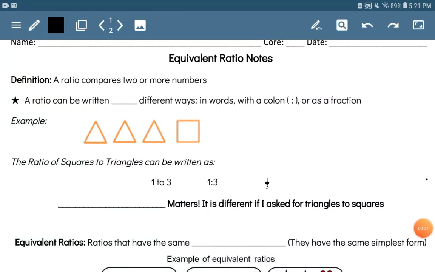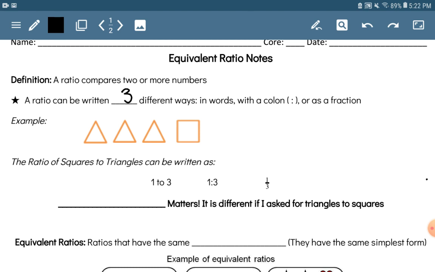In this video, we are going to talk about what an equivalent ratio is, how we find them, and where they might be useful in real life. Before we can get into what an equivalent ratio is, we have to define what a ratio is. A ratio compares two or more numbers and can be written in three different ways. It can be written in words, with a colon, which is the two dots, or as a fraction.